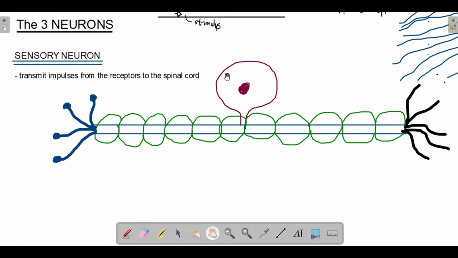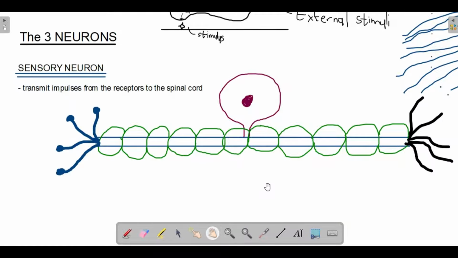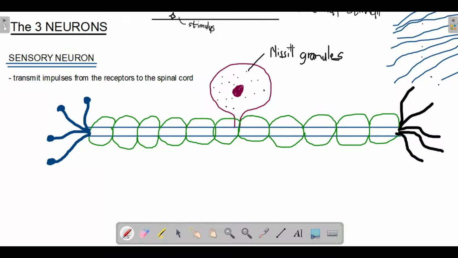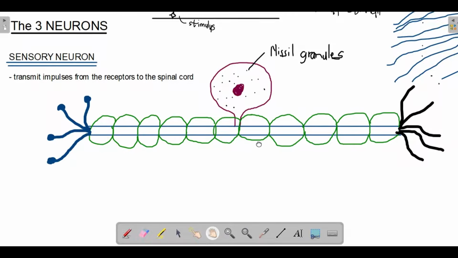So a sensory neuron looks like this. You have to know the structure of the sensory neuron and be able to identify it. It has this part which is your cell body. The cell body has your nucleus and your cytoplasm. It also has these substances that look like dots, which we call Nissl granules. Nissl granules basically have RNA that produces protein. They take part in protein synthesis. So that's the function of your Nissl granules.